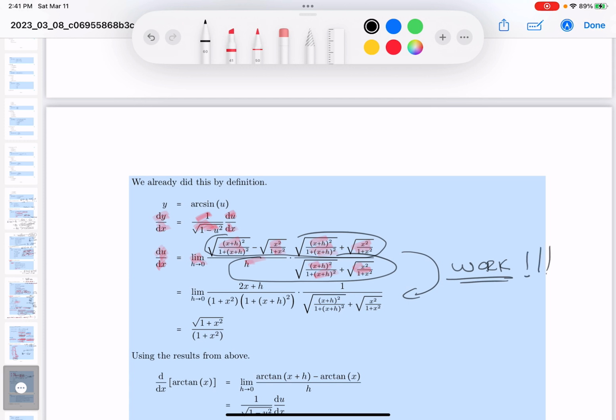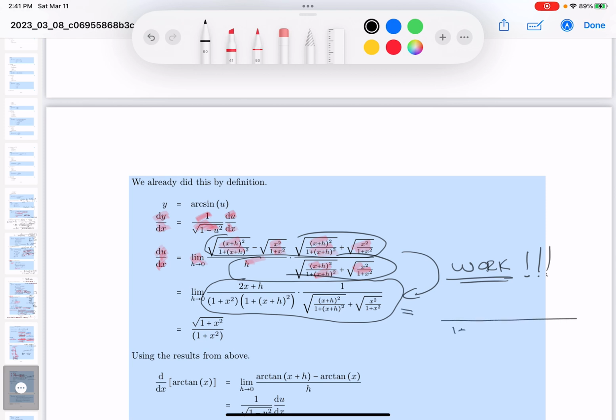And if you do that, you're going to get this business over here. All right? And then someone says, can you evaluate that? And yeah, you can. As h goes to 0, right? Let me write this down for you. As h goes to 0, what are you going to get over here?